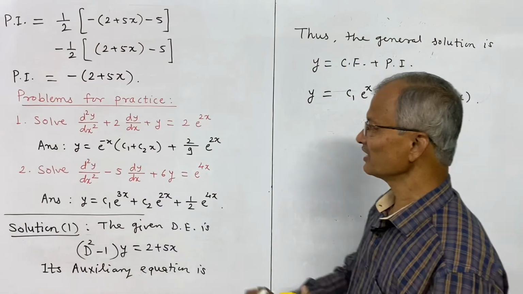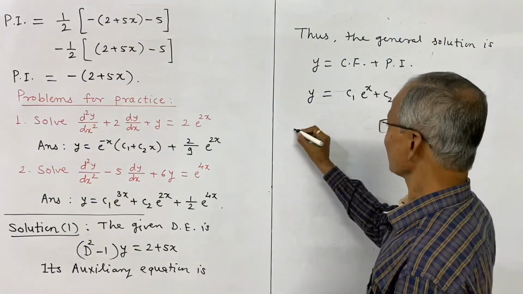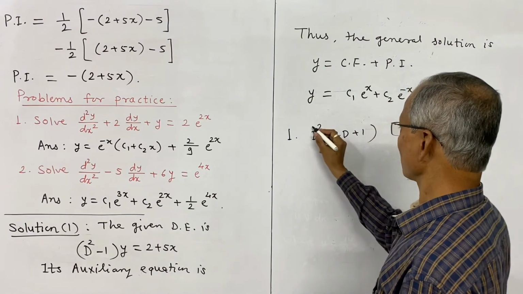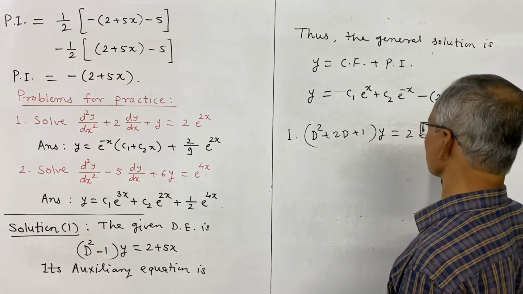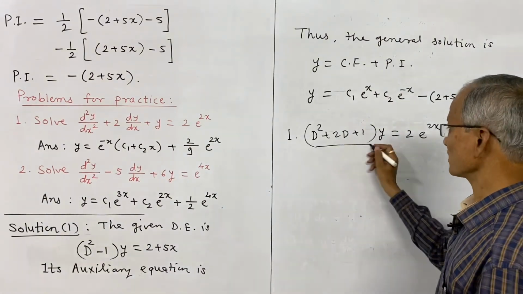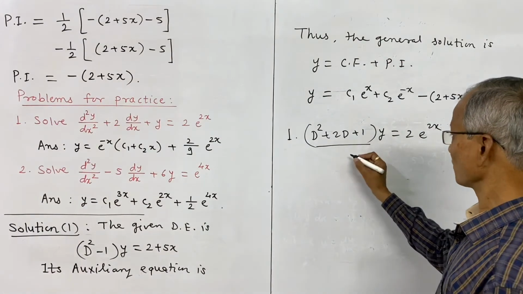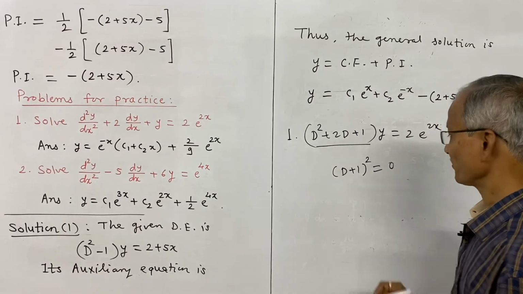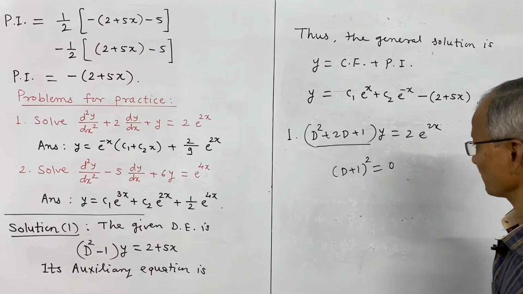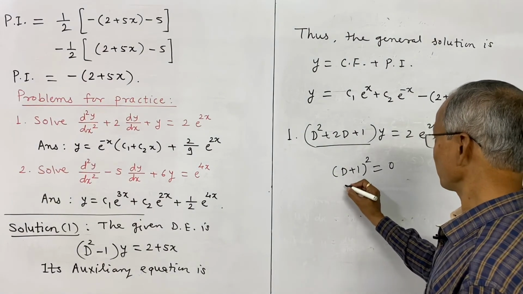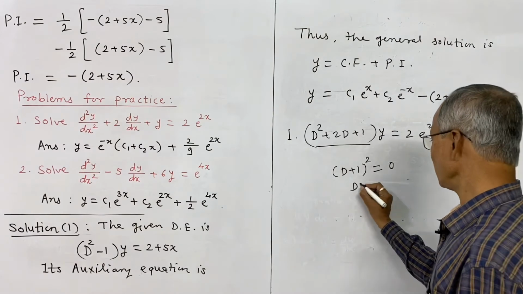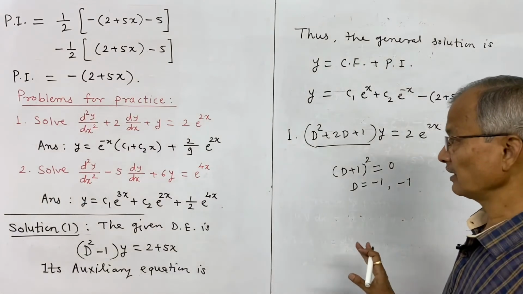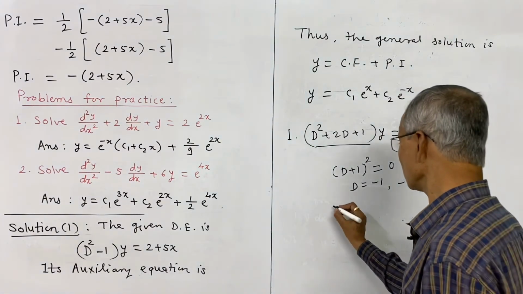For the first problem, D square plus 2D plus 1 over y is equal to 2 e power 2x. This is the first step, and this is the auxiliary equation, and we know this is equal to 0, or it is actually the perfect square of D plus 1 is equal to 0, and the roots will be minus 1 and minus 1 repeated. So D plus 1 is 0, D plus 1 is 0. So D is equal to minus 1, minus 1. It is easy to write the CF.